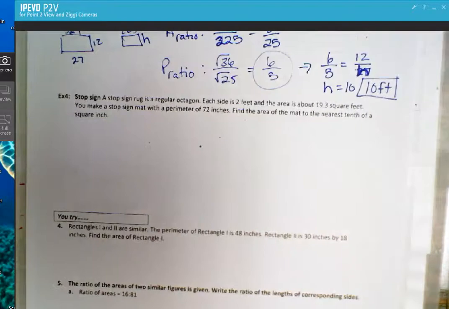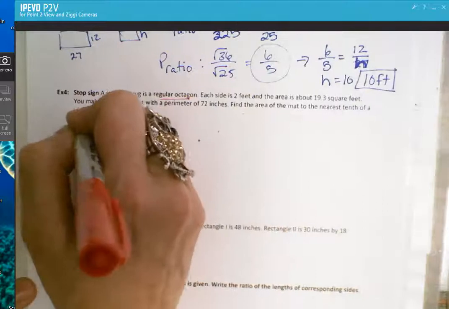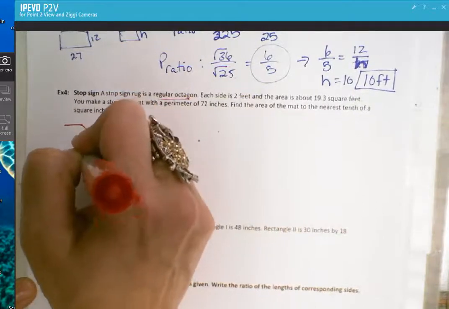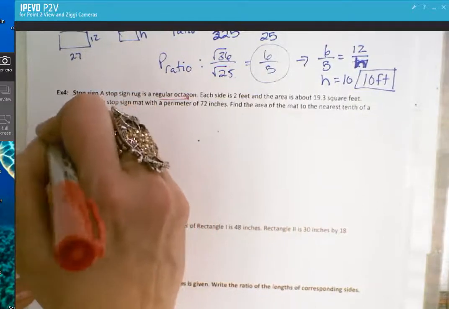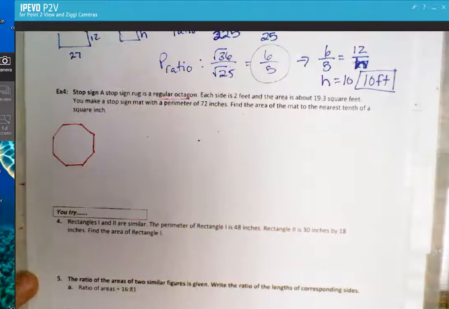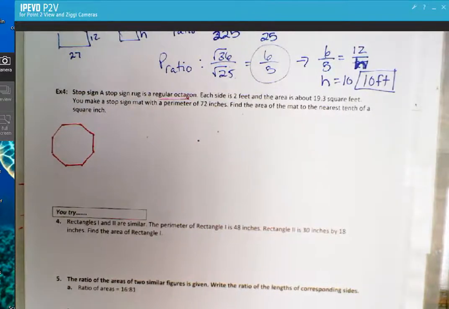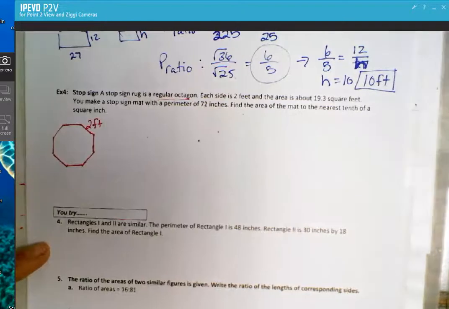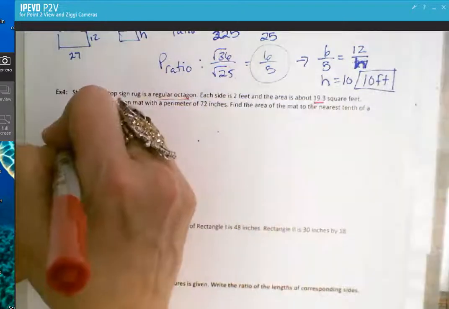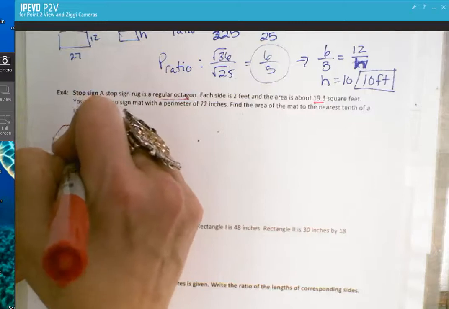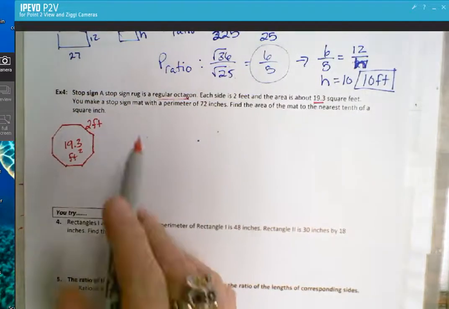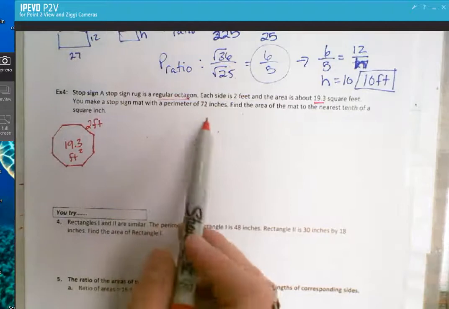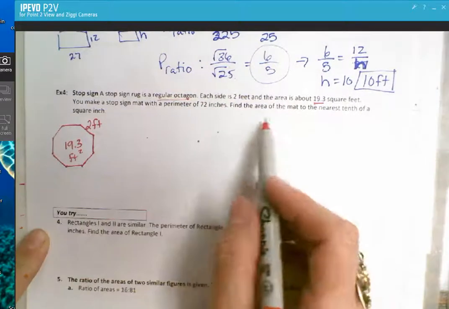All right, let's try the next one. So we have a stop sign. A stop sign rug, it's actually a rug that looks like a stop sign, is a regular octagon. So we know we're going to have an 8-sided figure, and ideally those will all be the same length, same angles. Each side is 2 feet, and the area is approximately 19.3. So I'm going to stick my area in here, feet squared. You make a stop sign mat with a perimeter of 72 inches. Find the area of the mat.